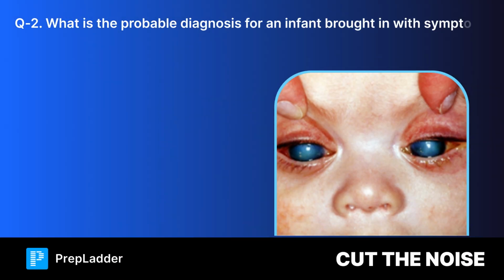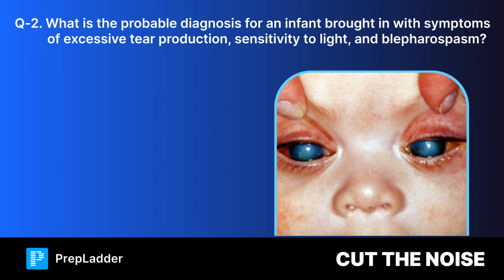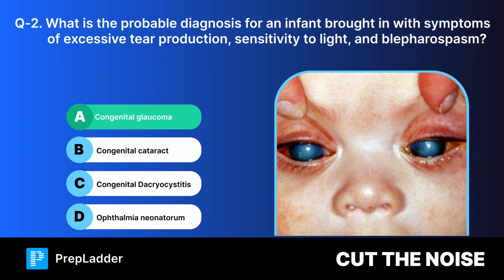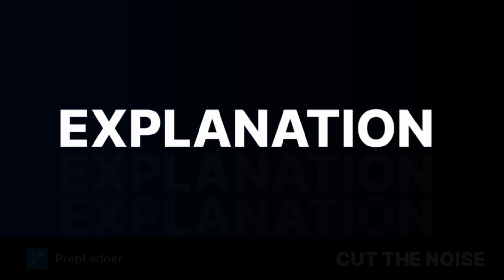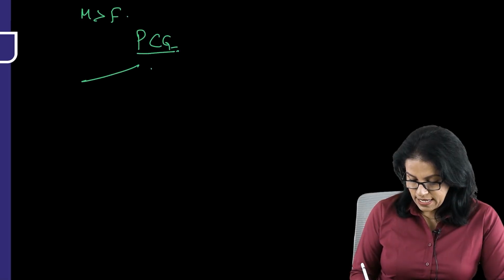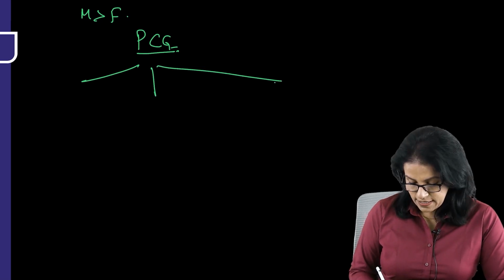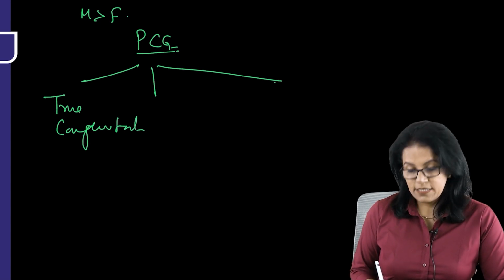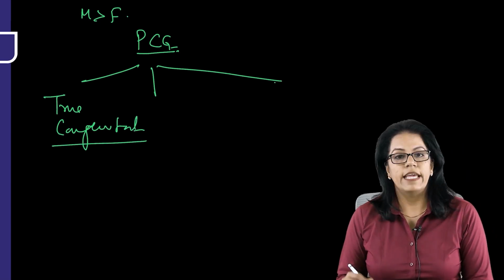Question number 2. What is the probable diagnosis for an infant brought in with symptoms of excessive tear production, sensitivity to light, and blepharospasm? Your options are. And the correct answer is congenital glaucoma. Here's the explanation. Primary congenital glaucoma. We can classify this as true congenital. True congenital means the child is born with it. Then infantile.